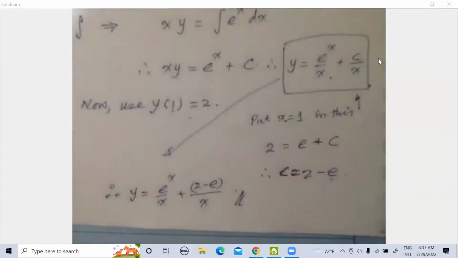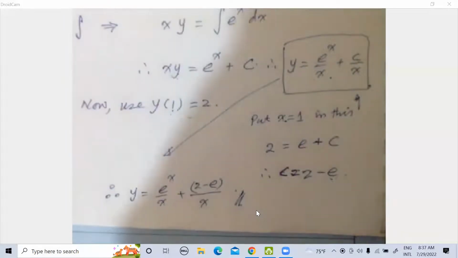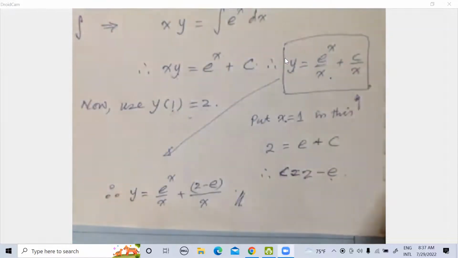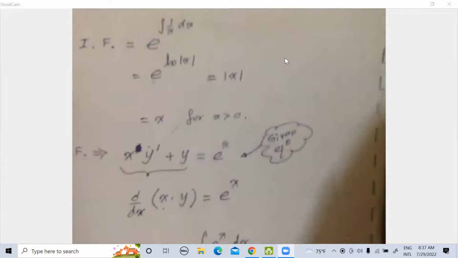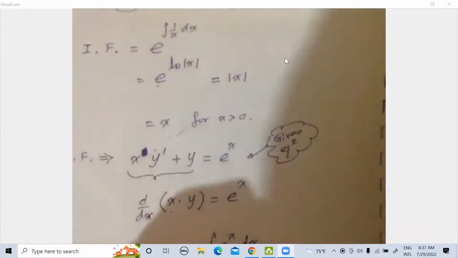Excuse me, sir. Yes, sir. Could you explain the integrating factor again in this question, sir? Okay. The student is asking, what is the integrating factor?